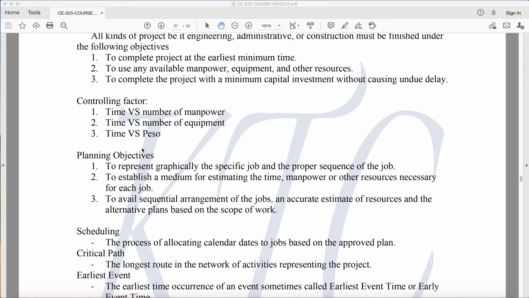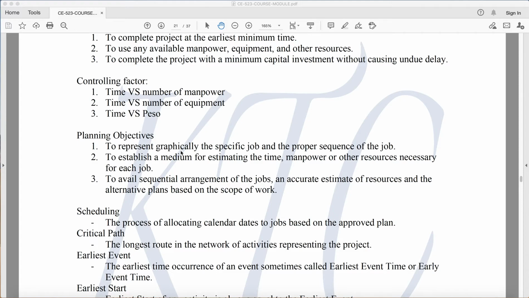Okay? Okay, next would be what are your planning objectives? Number one, to represent graphically the specific job and proper sequence of the job. This one is very important because it helps us visualize the duration of the activity or the duration of the project. It gives us a graphical representation of what are the things that need to be done. Okay? So, nakikita natin siya, mas nai-imagine natin, and mas nabibigyan tayo ng clearer picture on how things are happening.